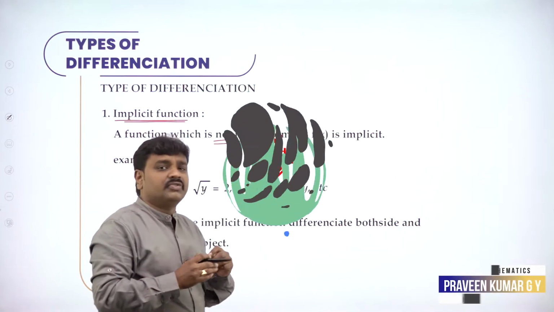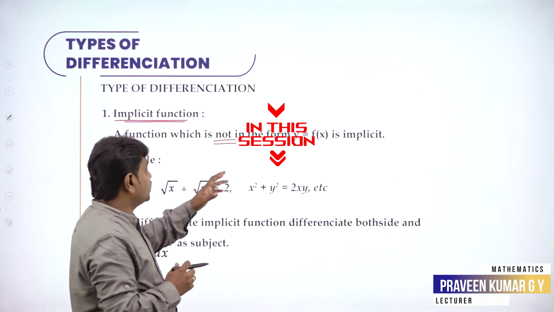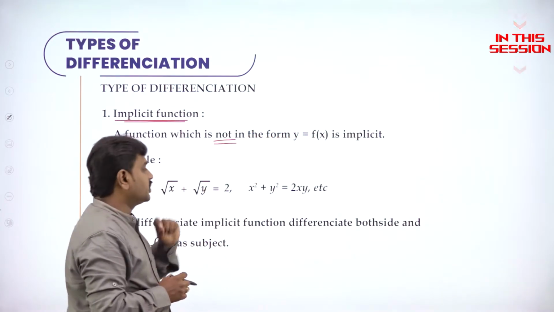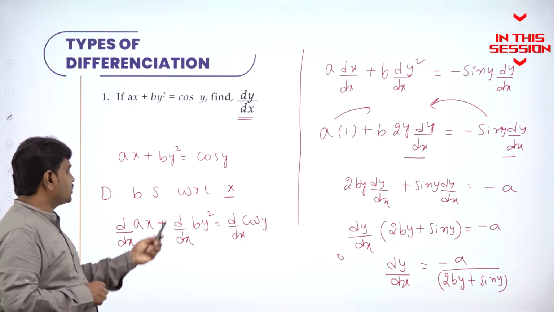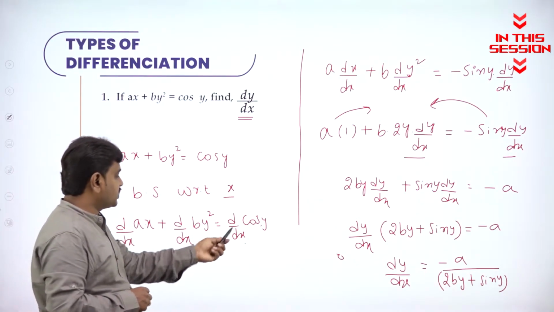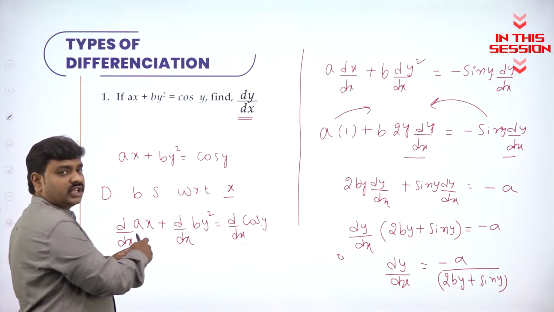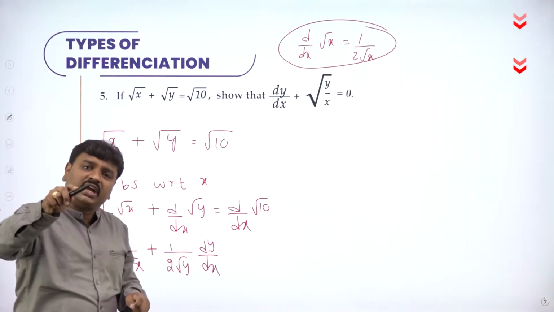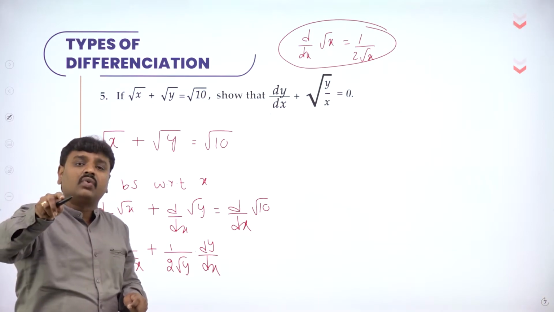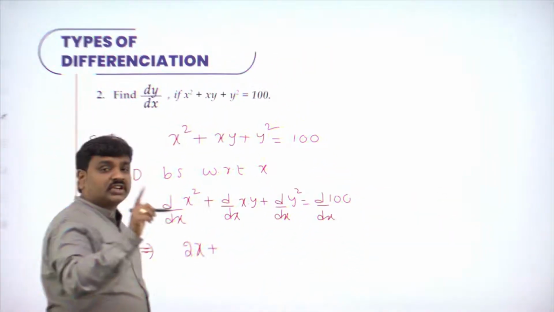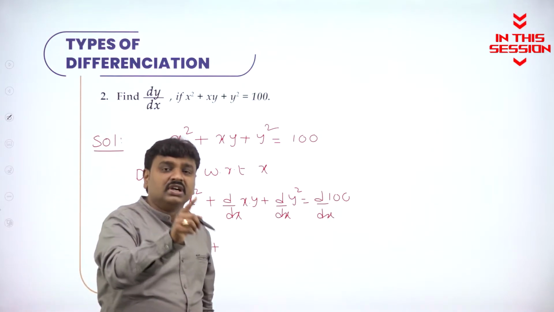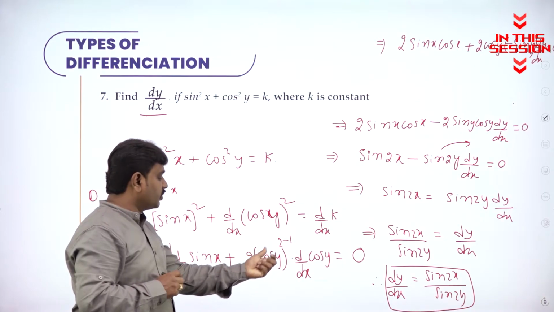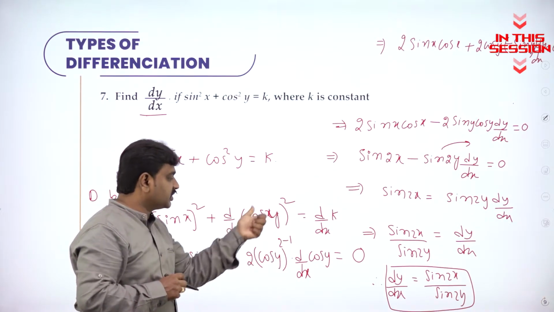What is implicit function? When y is not separated, when the function is not in the form y is equal to f of x, we call it implicit. d by dx of ax plus d by dx of y square is equal to d by dx of cos y. a is constant, take it out, derivative of x is 1. Same thing we have done. Differentiation of sin y is what? cos y into dy by dx. Differentiation of log y, 1 by y into dy by dx. First function into differentiation of second function plus second function into differentiation of first function. 2 times cos y power 2 minus 1 into d by dx of internal function, chain rule.